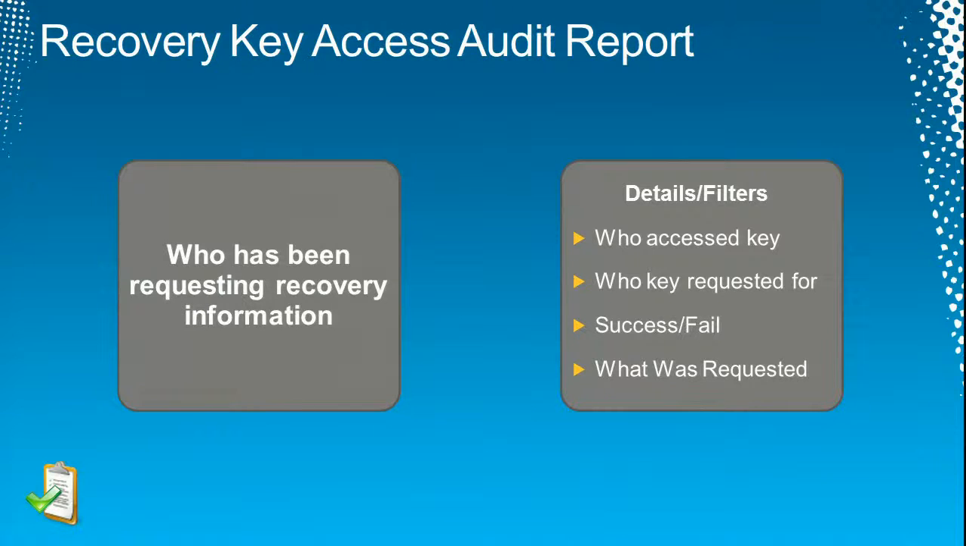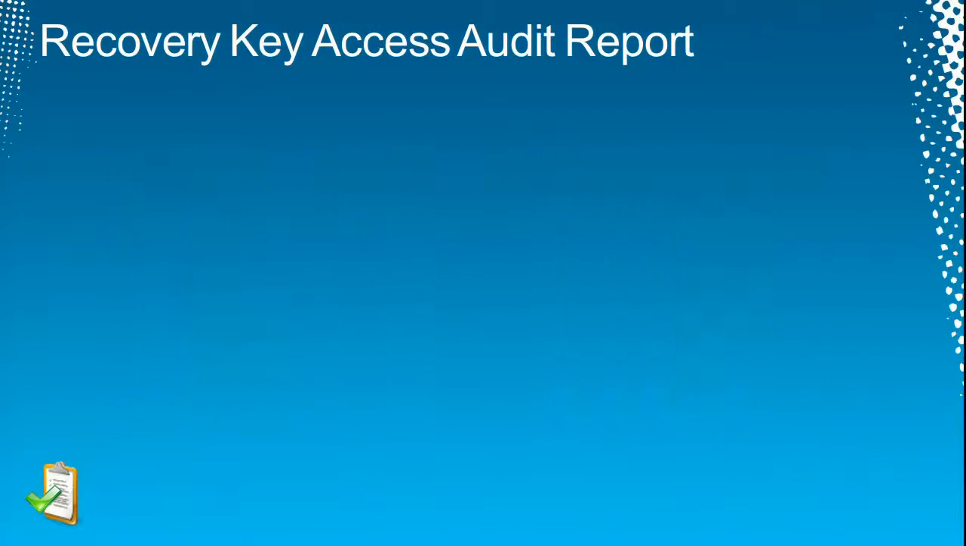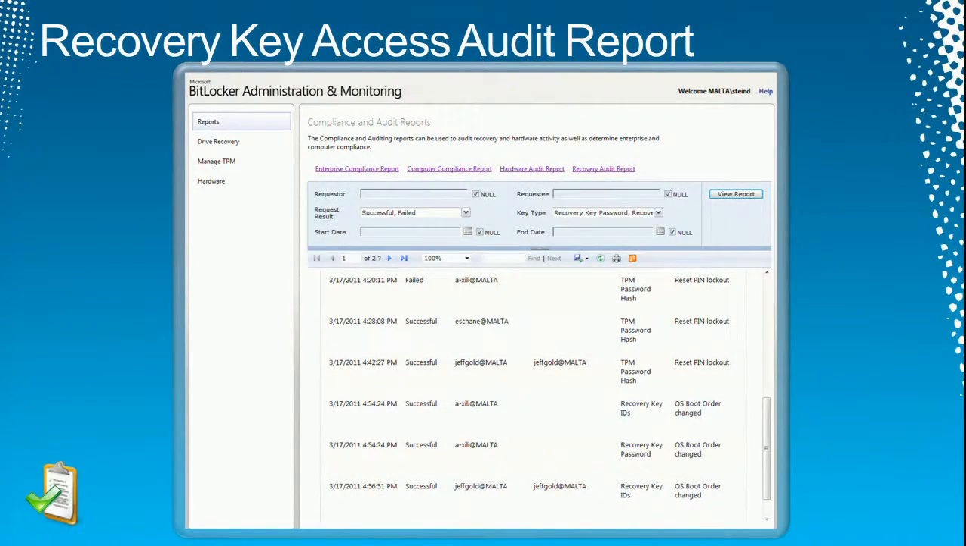It tells you who's accessing the key, who actually requested it. So if Stein's calling me a lot and saying, I forgot my PIN, maybe I need to educate him a bit more and remember the PIN, Stein, come on, remember. And then also, was it successful or was it failed? And then what was actually requested? Was it the recovery key or was it the TPM information? Quick sample of what the report looks like.